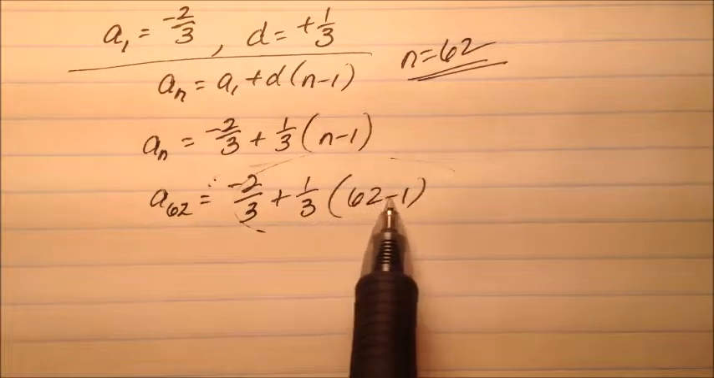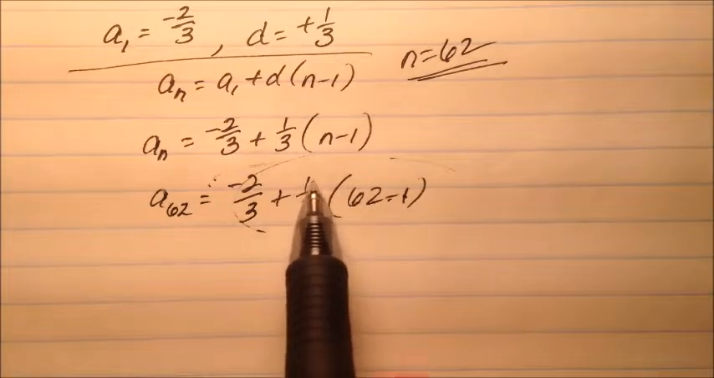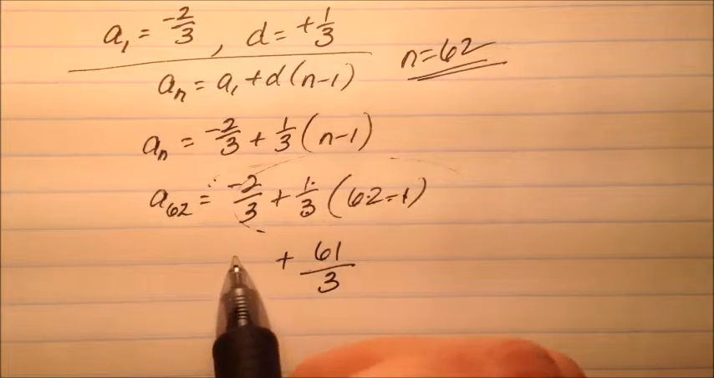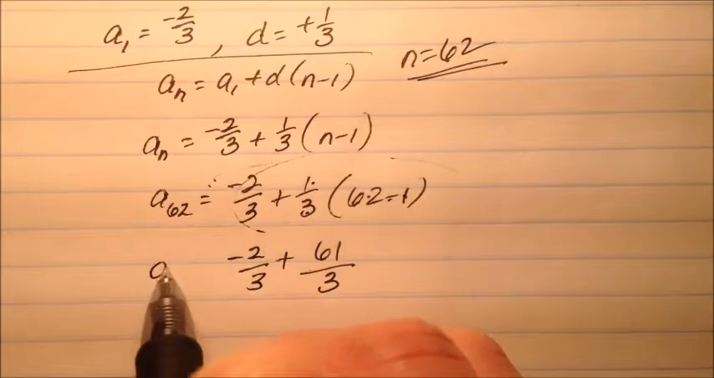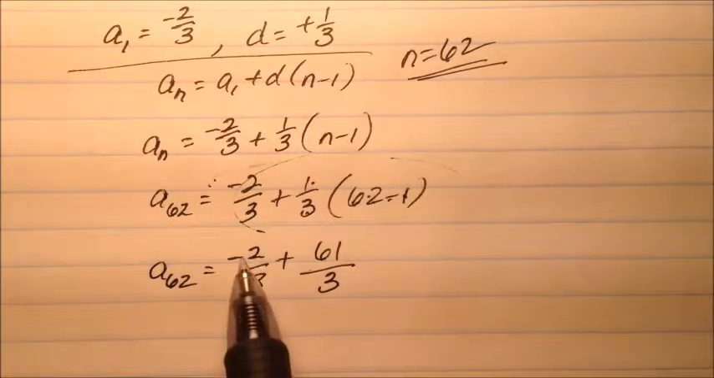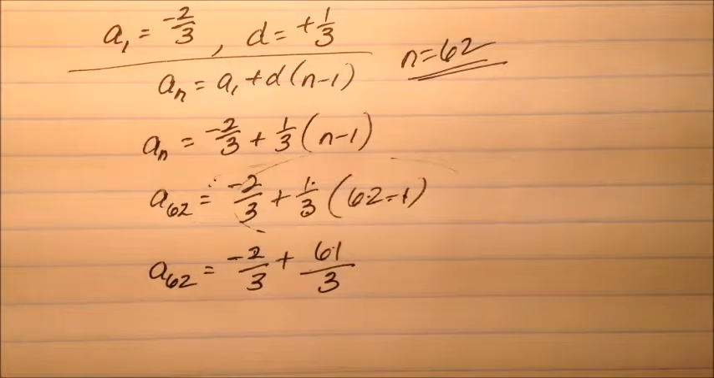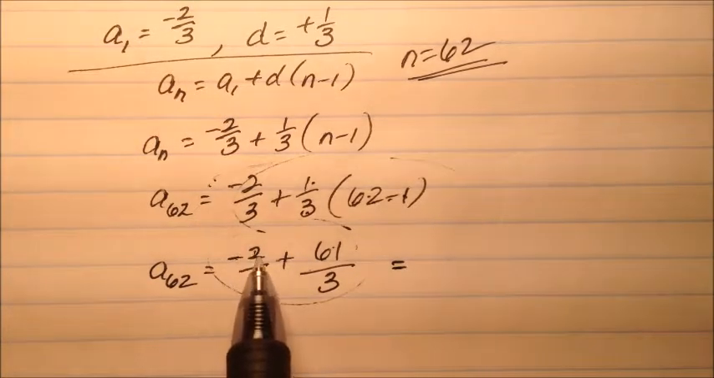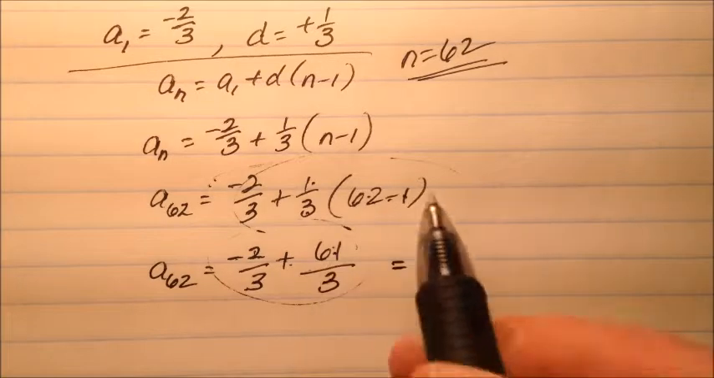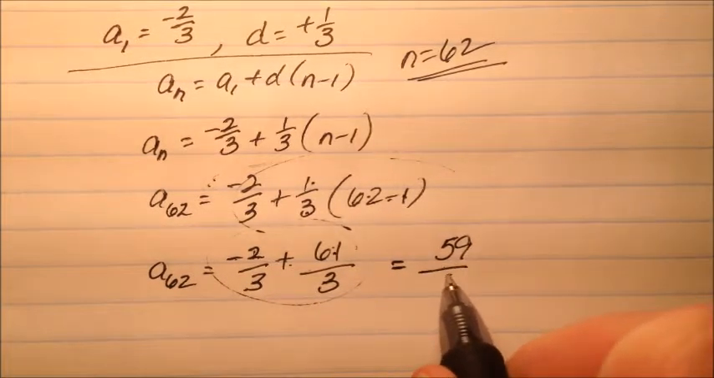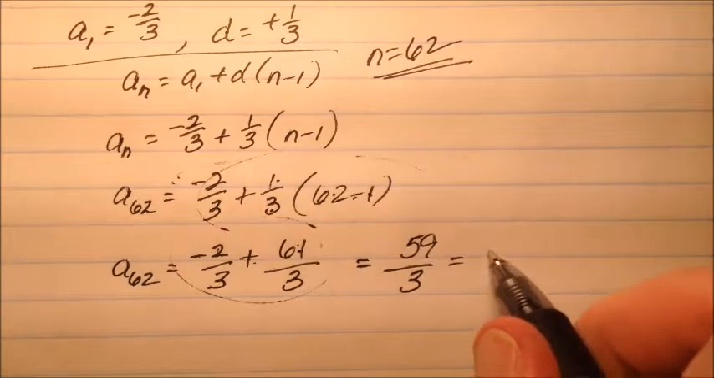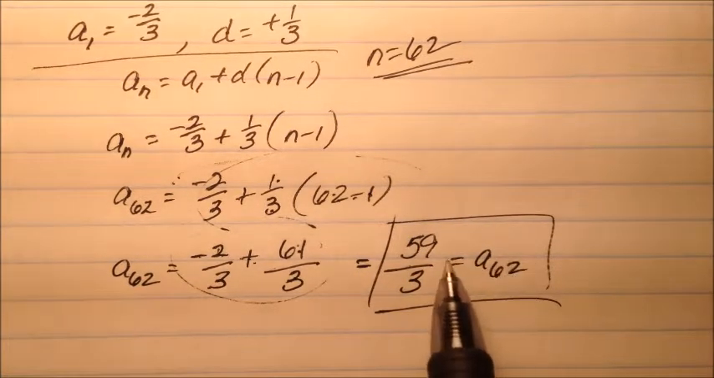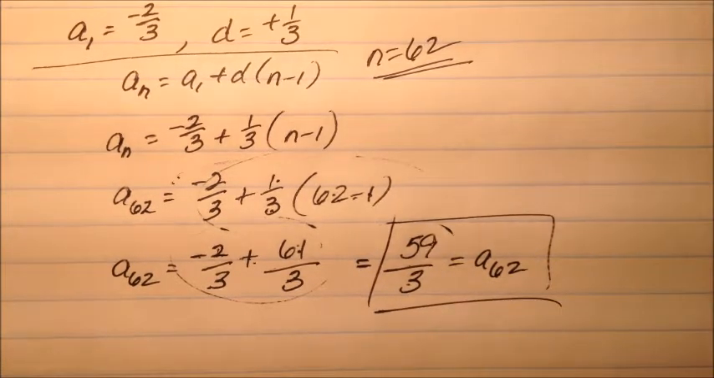So 62 minus 1 is 61, and then 1/3 times 61 should be just 61 over 3. So a sub 62 equals negative 2/3 plus 61 over 3. Really, it's just a matter of adding these two together. Negative 2 plus 61, since they already have common denominators, is 59 over that common denominator of 3, and that's going to be my a sub 62. So the 62nd term of this sequence is 59 over 3.